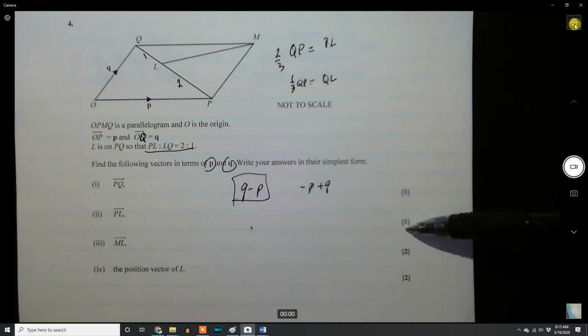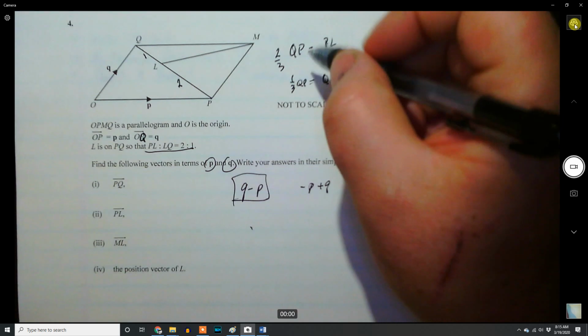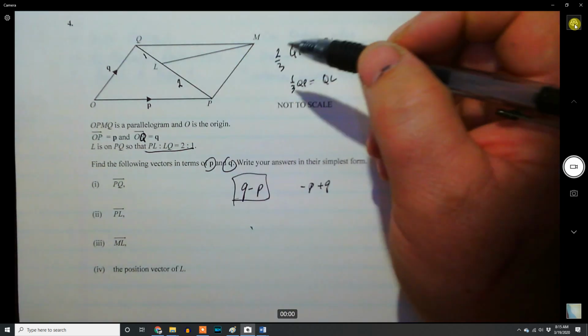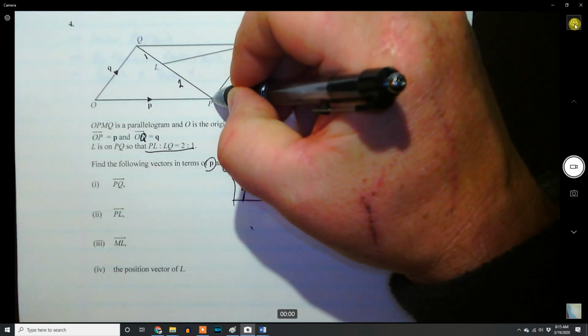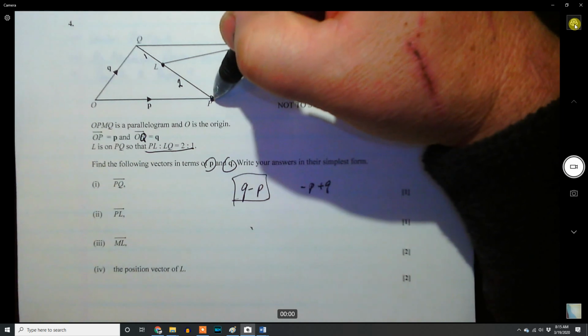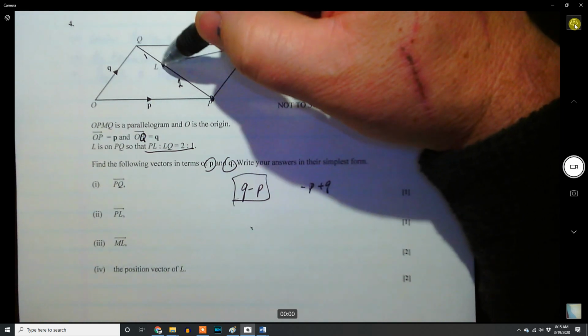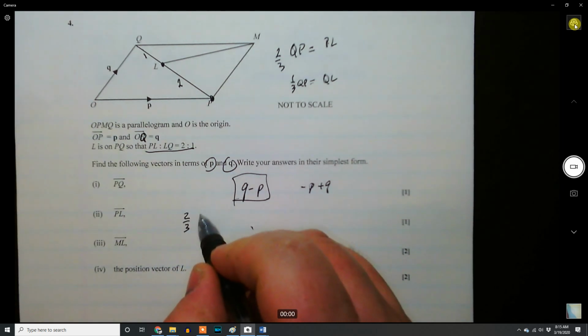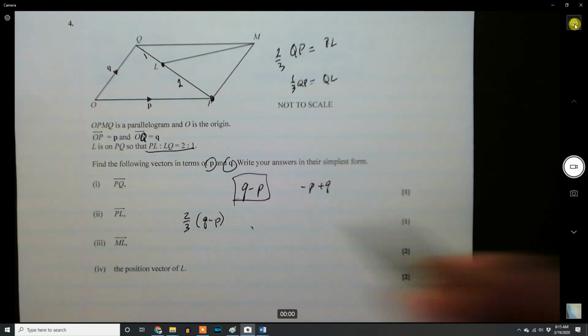Well, what we just found was we found Q to P, right? Or P to Q. We found from here to here. Now we're being asked to find from here to here. And we know that from here to here is 2/3 of the distance from P to Q. So it's going to be 2/3 of Q minus P.